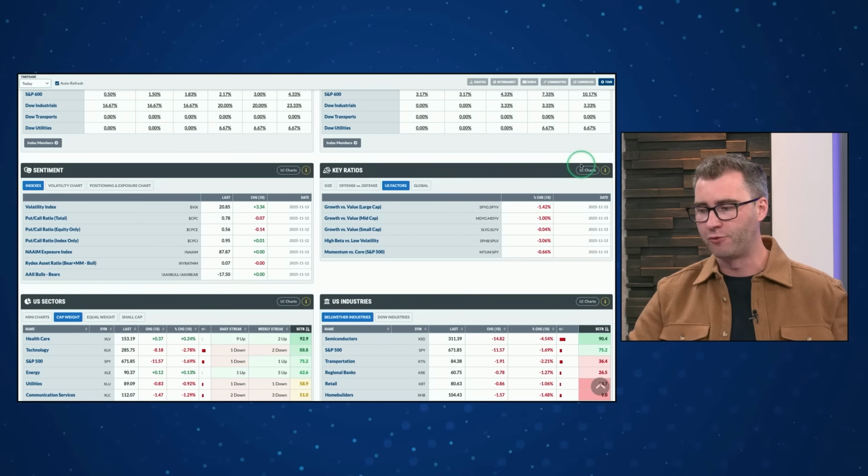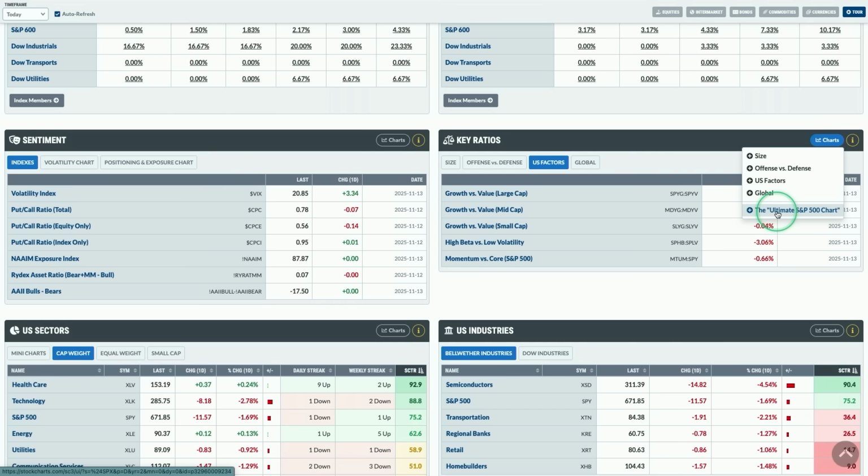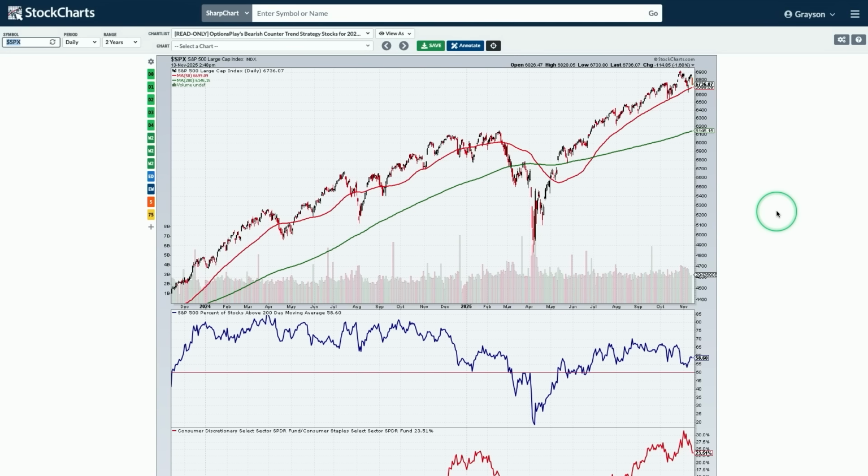I mentioned that I had a little bonus for you. So before we sign off here, one bonus that I do have for you. In that key ratios panel, open up that charts menu, and there's a link right at the bottom there to the ultimate S&P 500 chart. This is something I created years ago that I absolutely love. It really brings together a lot of these different things.